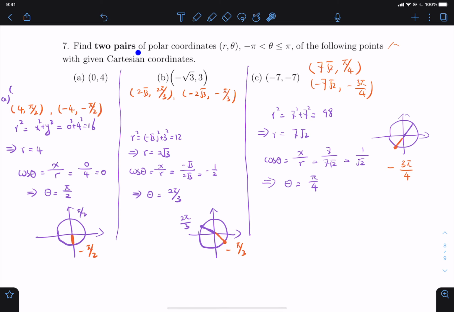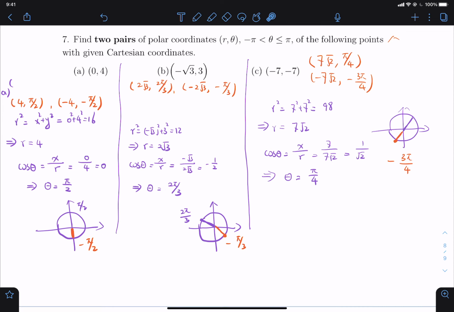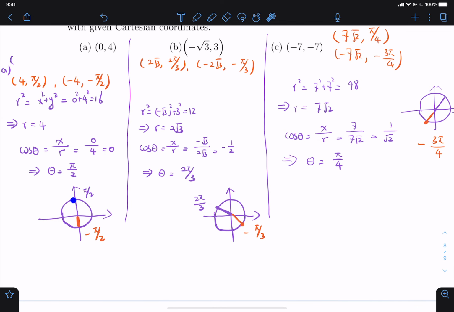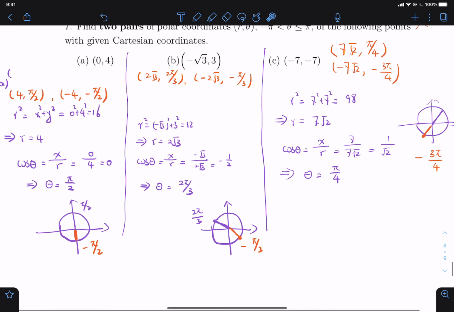But we need two pairs here, so we need to find the other one. That is easy. We just need to flip the radius so that the radius becomes negative. But at the same time, we also need to flip the angle. So the angle goes to the other side of the circle. It was originally pi over 2, which is here, and it goes to the opposite when you plus pi or minus pi.